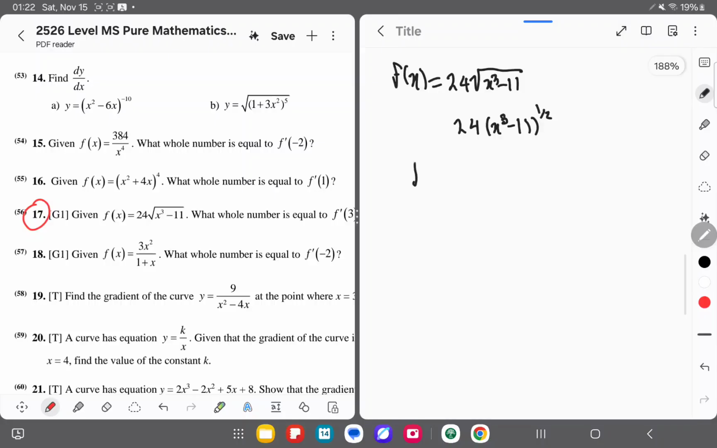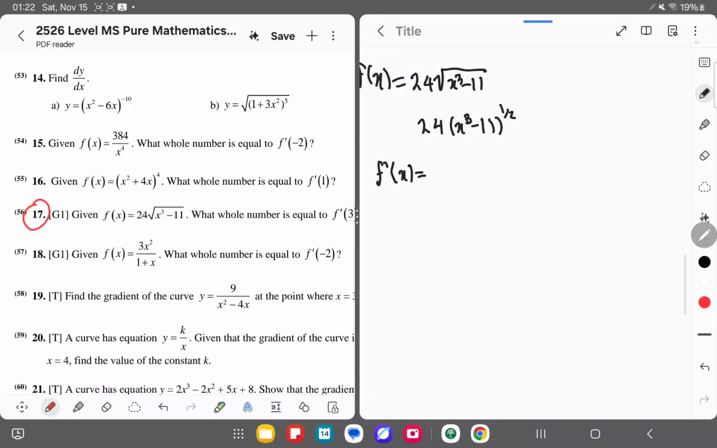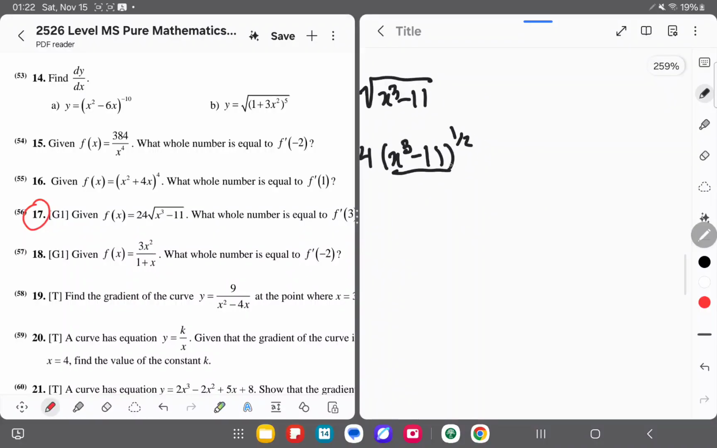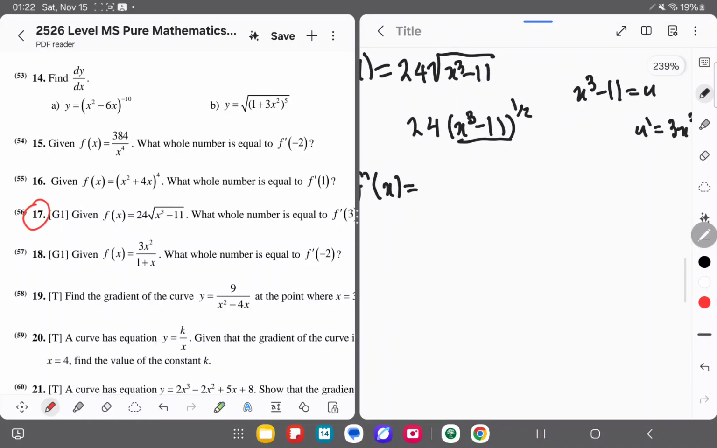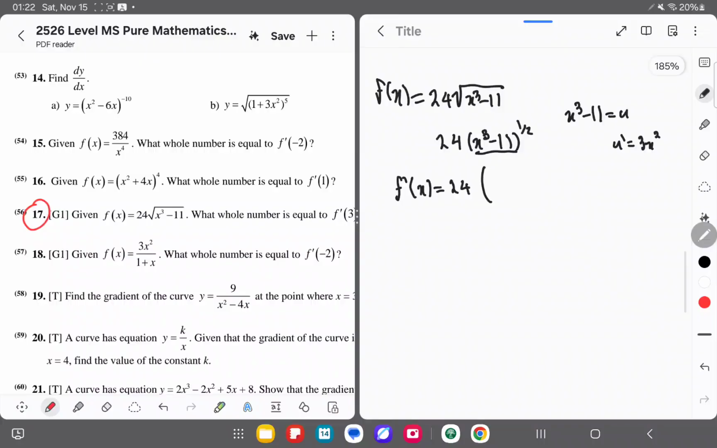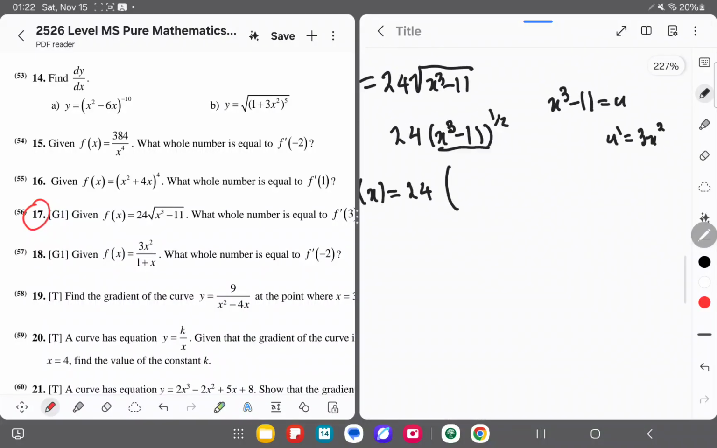So that means the derivative of f(x) is equal to, let's say we call this inside over here, x cubed minus 11, equals u. Now I'll just do u prime is equal to 3x squared. And then of course we leave the outside as a constant. So I'll just do 24 and the outside completely, we'll leave it outside, and then we'll just focus on the inside.